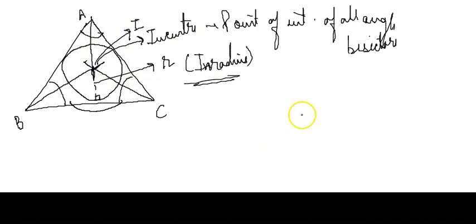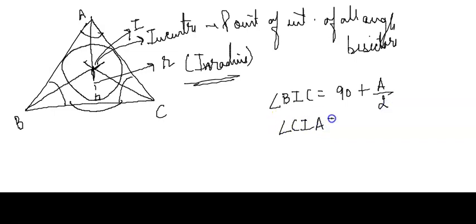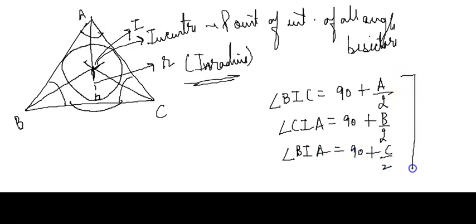If I is the incenter, then angle BIC will be equal to 90 plus A by 2. Same way, CIA will be equal to 90 plus B by 2, and BIA will be equal to 90 plus C by 2. This is a very important result regarding incenters. And since I have stated the result, there should be a proof, because a result without proof is meaningless.